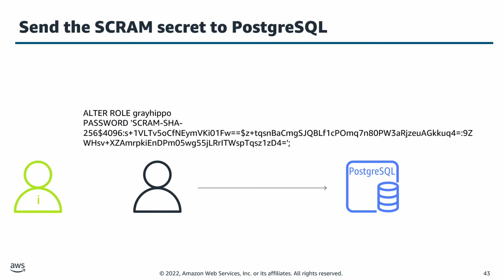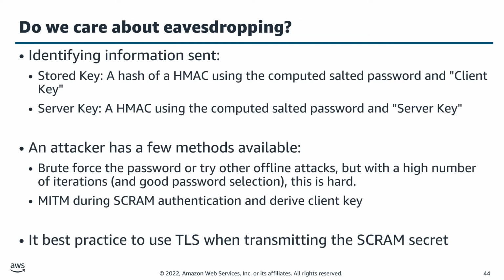Now, what happens if someone eavesdrops on this? Do we actually care? This is actually a very good question. The identifying information that we have about the credential in this is the stored key, which is a hash of an HMAC using the computed salted password and client key, which is a mouthful, right? Even in my explanation, you could see there's a lot to think about there. This is something that folks who specialize in crypto look at. And same thing with the server key. There's a lot of crypto there.